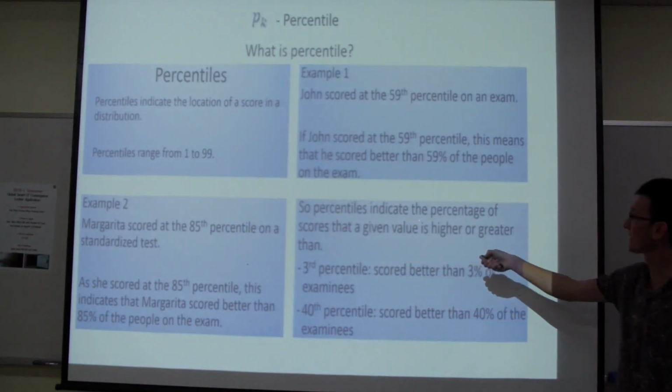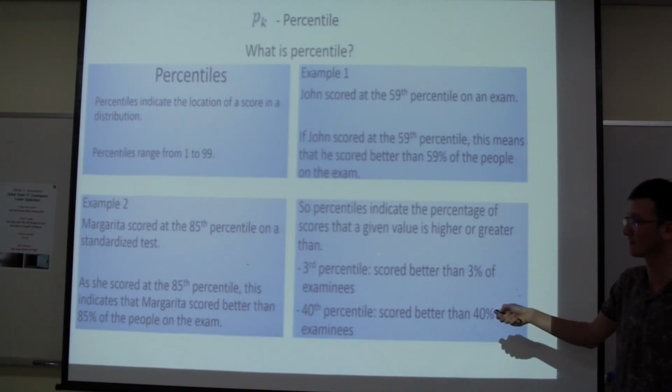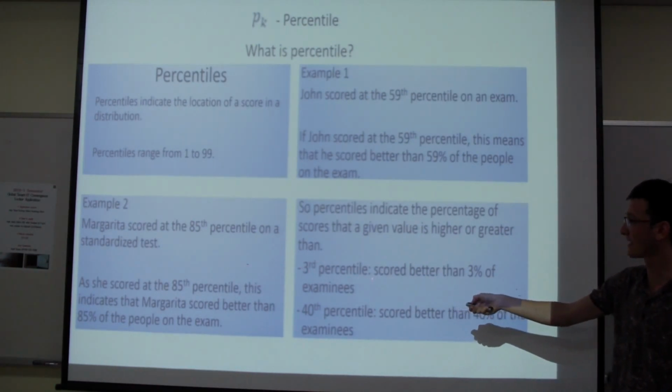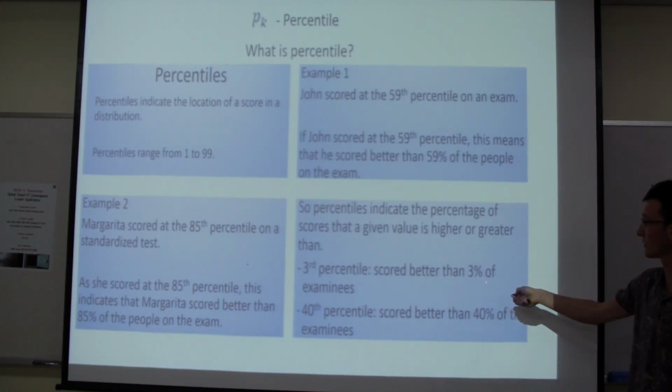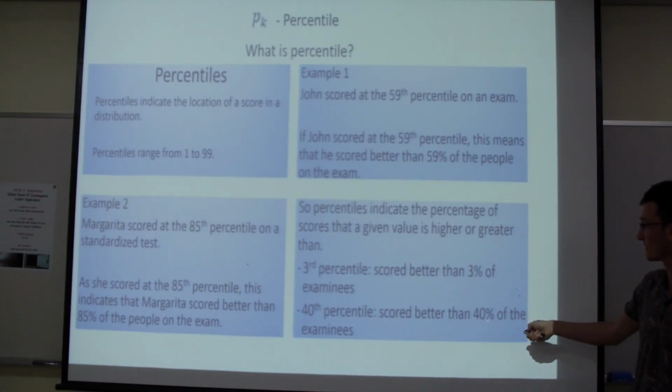So, percentile indicates the percentage of scores that the given value is higher or greater than. For example, the third percentile scored better than 3% of examinees. The 40th percentile scored better than 40% of the examinees. Greater than.